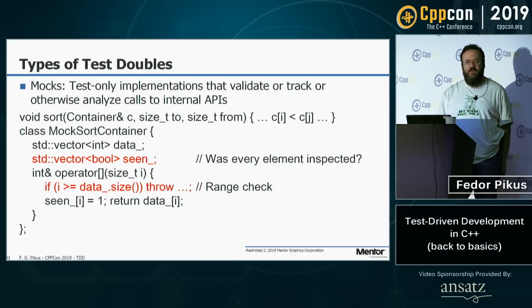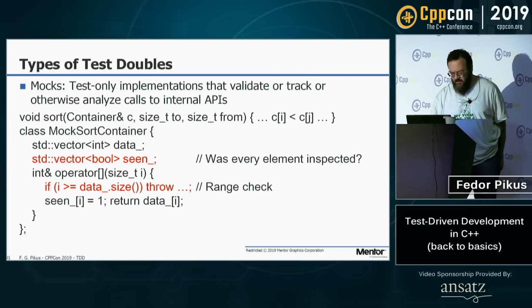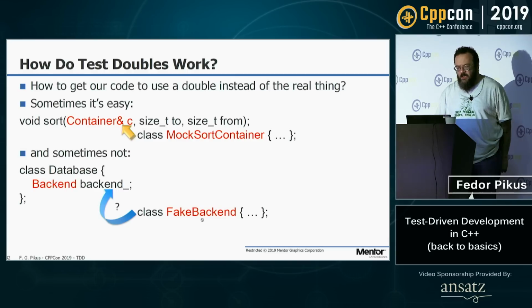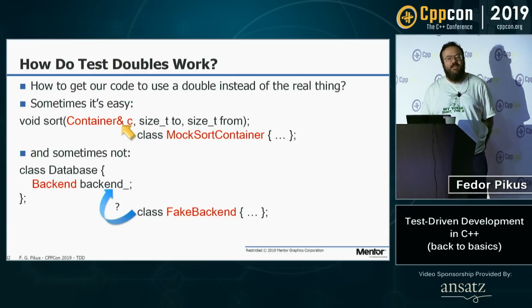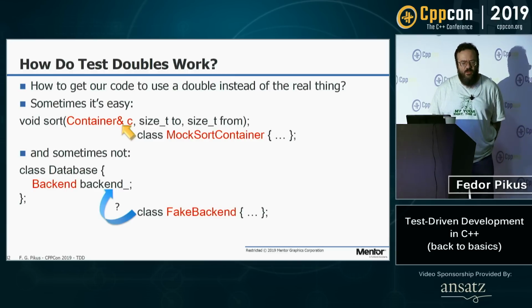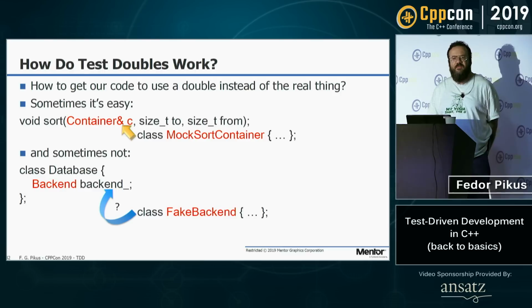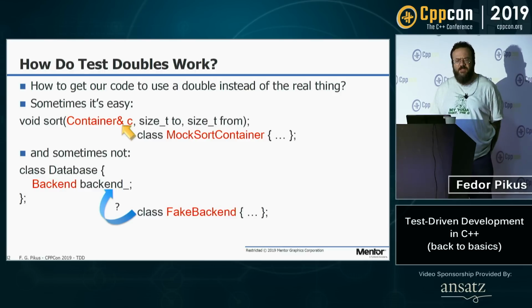You can inspect the incoming calls on your dependencies. And you can validate that some properties that should be true are true. Like for sort, you inspect at least once every value. Well, how do you get that test double into your code to play the role of the real code? For our sort, it was easy. The sort is written to take any container. So if I have my guarded, instrumented, observing vector, I send it in instead of the real vector and everything is fine.